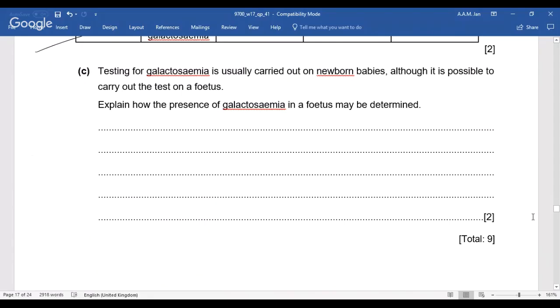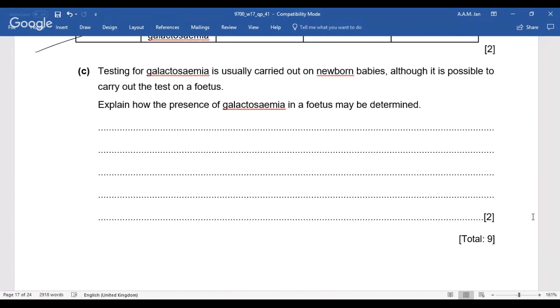All right. So testing for galactosemia is usually carried out on newborn babies, although it's possible to carry out the test on a fetus. Are you both happy with the concept of fetus versus newborn baby? Fetus in the mother, in the uterus, and newborn baby is very easy to sample blood from, et cetera. But because the fetus is in the mother, it can be difficult to test for galactosemia. However, there are ways of testing a fetus for genetic diseases or any sort of genetic genotype.